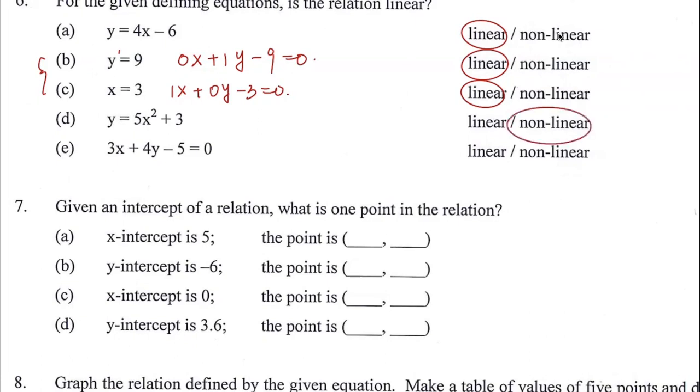So this is not a linear relation. And this is, again, because this has a power of 2 instead of 1. This is a quadratic function. Okay, this is not a linear relation. And part E, again, we have degree of 1. And this is a linear relation. Okay.